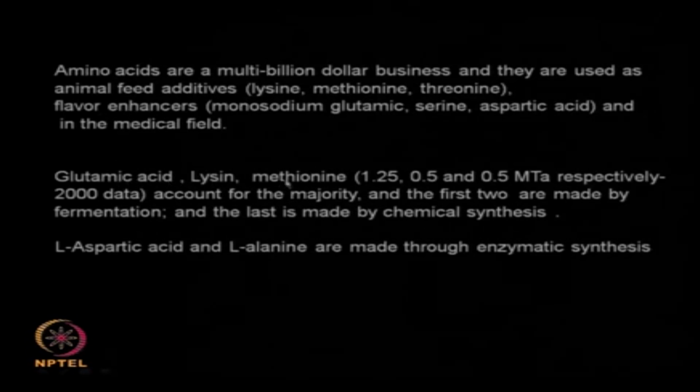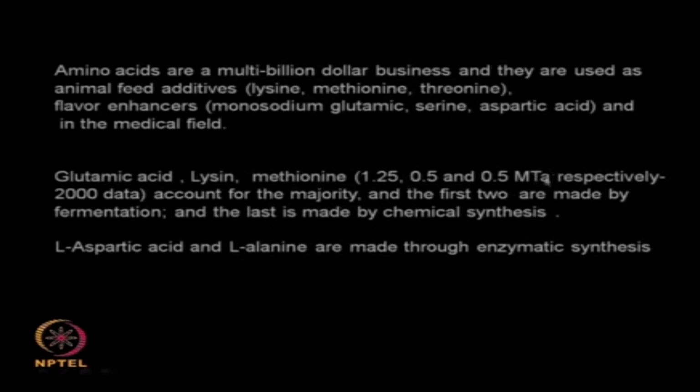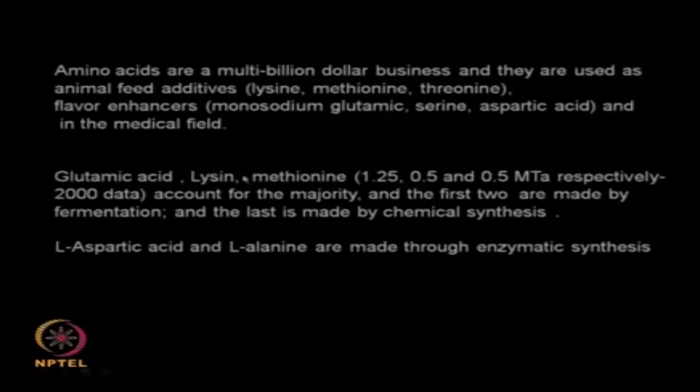If you look at glutamic acid, lysine, methionine, we are talking in terms of about 0.5 to 1 million tons per annum production. This is the 2000 data. So, you may be adding about 10-15% or much more than that. The first two are made from fermentation, and this one is made by chemical synthesis. And L-aspartic acid, L-alanine are made through enzymatic synthesis. When you say enzymatic, you are talking about a biotransformation. So, these two are made by fermentation, this is made through the chemical route, and these are made through biotransformation.